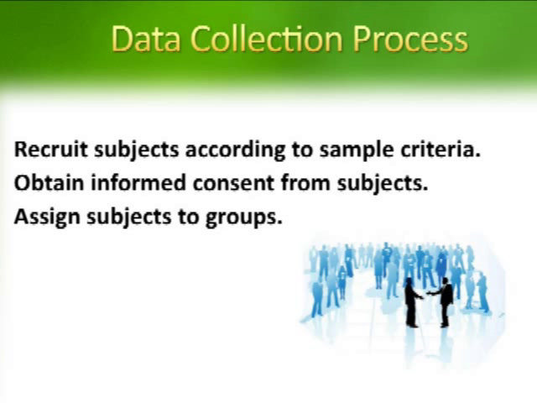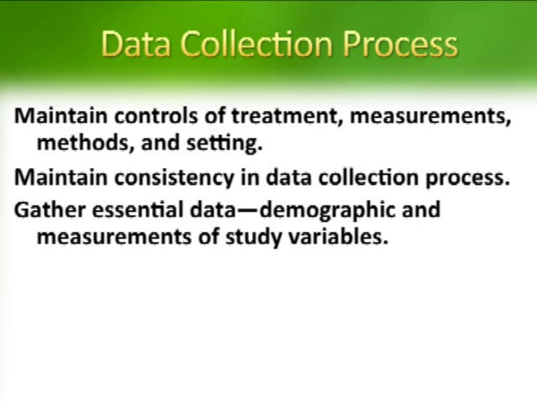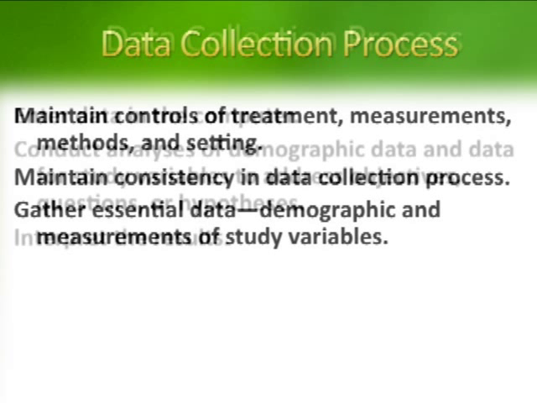Also, remember, you have to go out and obtain informed consent from your subjects, and then if you're doing some kind of comparison or you're doing an experimental study, you have to assign them to groups. Still talking about this data collection process, you have to maintain controls of treatment, measurements, methods, and setting. You also must maintain consistency in the data collection process, and you have to gather the essential data, which include demographic and measurement of any of the study variables.